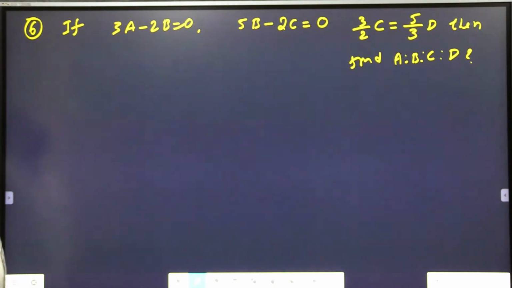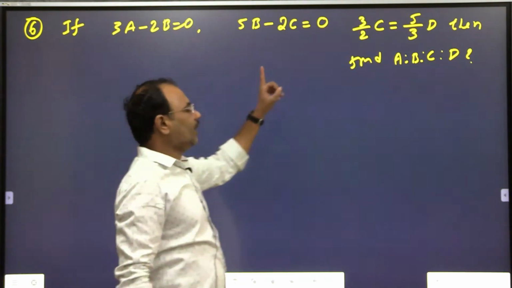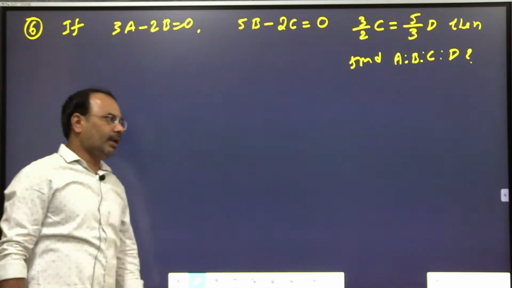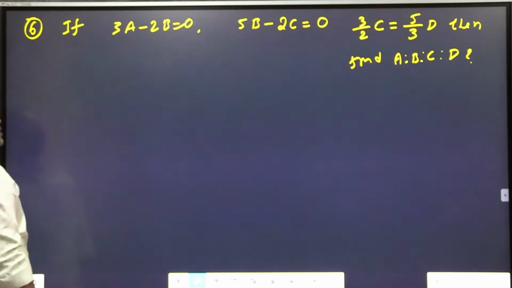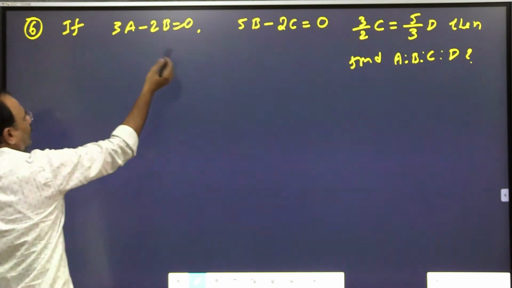So 3A minus 2B is equal to 0, 5B minus 2C is equal to 0, 3 by 2C is equal to 5 by 3D. Then find A is to B is to C is to D, right? So first you have to find A is to B, B is to C and C is to D. Then you can find A is to B is to C is to D by 3 ratios. Then 3A minus 2B, first you have to convert this into A is to B. A is to B లోకి కన్వర్ట్ చేయాలి.